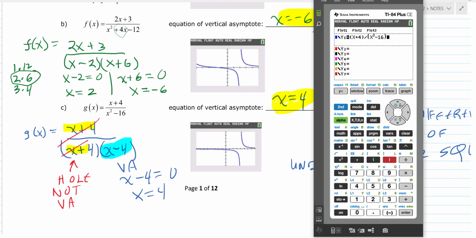All right, just do a standard window, and let me show you what I mean by that hole. So you're going to see the vertical asymptote at 4. You don't really see that hole unless you really zoom in on the graph. But there is a hole right there.